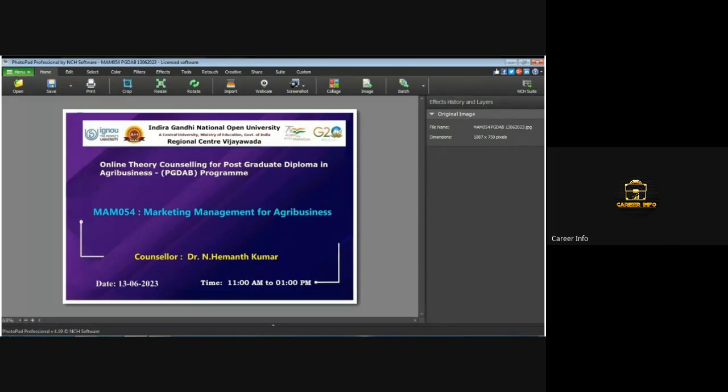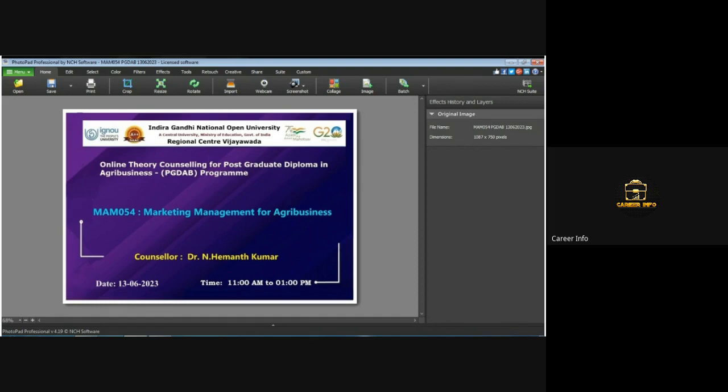Under segmentation, see how segmentation normally goes: geographical segmentation, demographic segmentation, and psychographic segmentation. I may have my own culture, and you may have your own culture. I have my own patterns and my own likes and dislikes, and in the same way you also have your own. So according to psychographic segmentation, the market is also segmented, and behavioral segmentation is done as well.